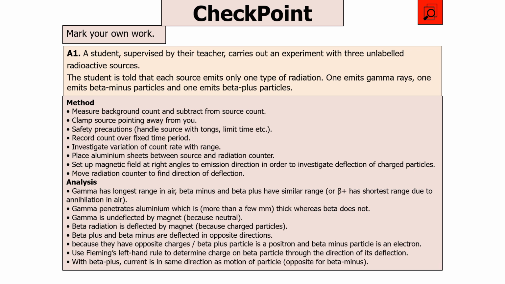Now you should note that gamma has the longest range in air, while beta minus and beta plus have a similar range. Gamma will penetrate aluminium a few millimeters thick, but beta will not. Gamma is undeflected by a magnet because it's neutral, but beta radiation is deflected by a magnet because it is charged. Beta plus and beta minus, as they're oppositely charged, will deflect in opposite directions in a magnetic field. And then you can use Fleming's left-hand rule to determine the charge, whether it is a positron, the beta plus, or the electron, the beta minus particle. Also remember that with beta plus, the current is in the same direction as the motion because it's a positively charged particle, so you can treat it as conventional current.